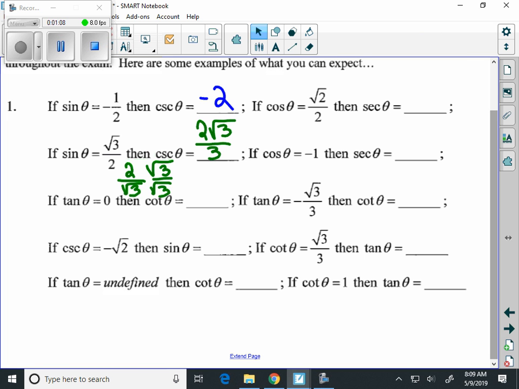If tangent equals 0, then if we take the reciprocal, that's going to give us undefined. Because it's going to be 1 over 0, and we're not allowed to have 0 in the denominator.